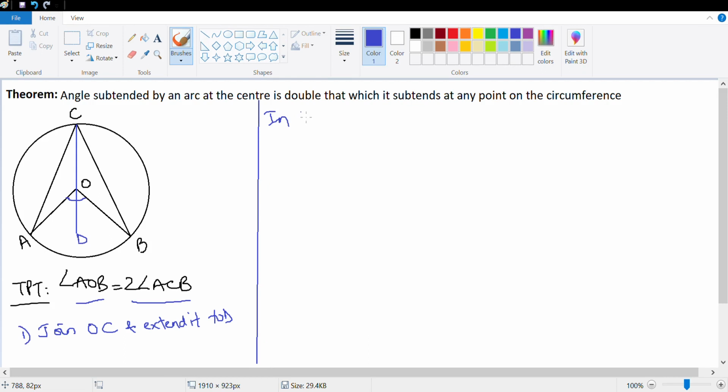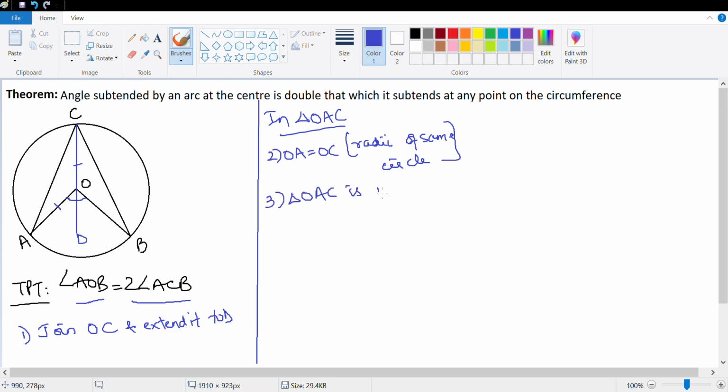Now in triangle OAC, we get two triangles. I'm talking about OAC. OA and OC are equal because they are the radii of the same circle. So radii of same circle, which means triangle OAC is isosceles since two sides are equal. What this means is that the base angles are equal. So angle OAC is equal to angle OCA. Let this be equal to x.